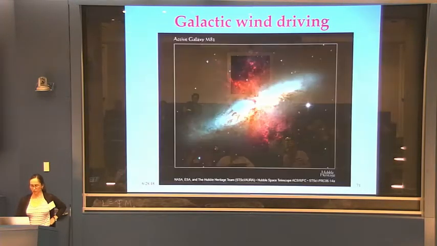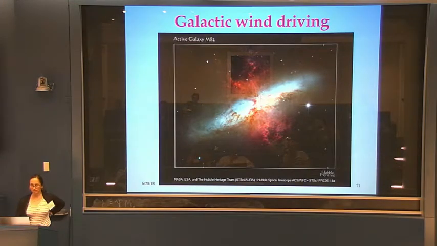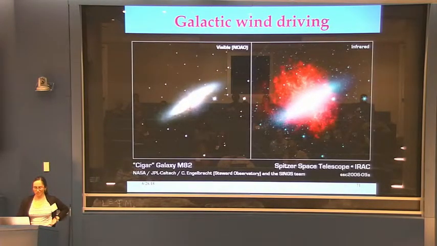So this is kind of a poster child of wind driving. Actually, though, I don't know if people know this, this is a very small galaxy. This is not a big galaxy. It's an extreme galaxy, but this is not like the Milky Way. So this is a very prominent starburst and a very powerful wind, but it's actually easier to drive a wind from that than from some other things.